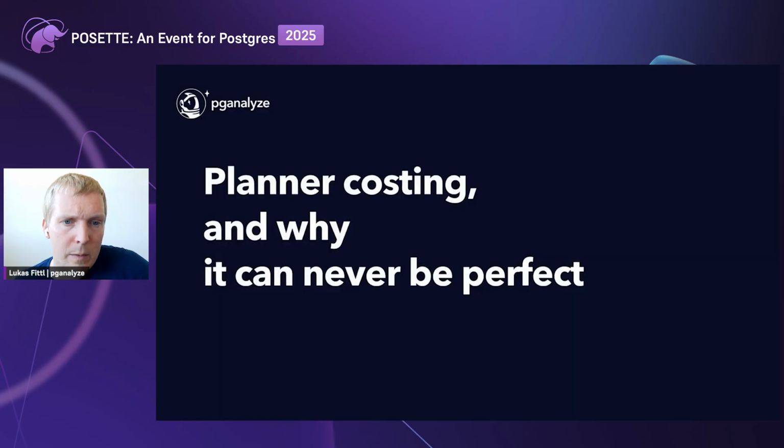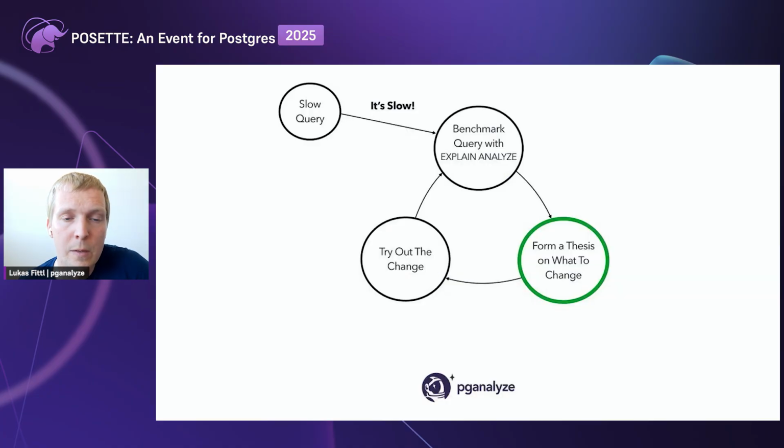Now let's talk a little bit about planner costing. Planner costing is basically the mechanism the planner uses internally to decide which query plan to use. So the core mechanism here is, we looked at a bad query plan, we found it with EXPLAIN ANALYZE, now let's form a thesis on what to change. That thesis has to interact with how the planner comes up with a plan.